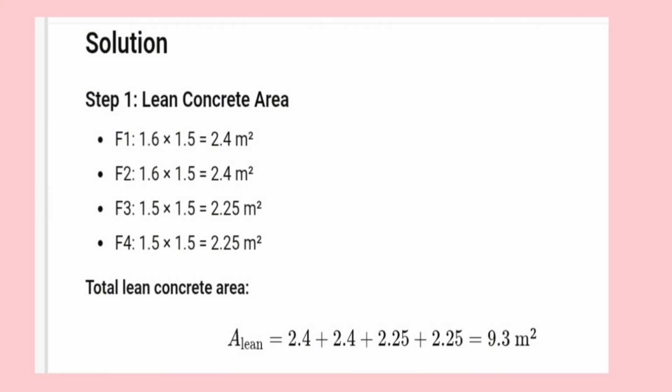For footings F3 and F4, the area of one footing is 1.5 multiplied by 1.5, which equals 2.25 square meters. For 2 footings, the total is 4.5 square meters. The total lean concrete area is 9.3 square meters.